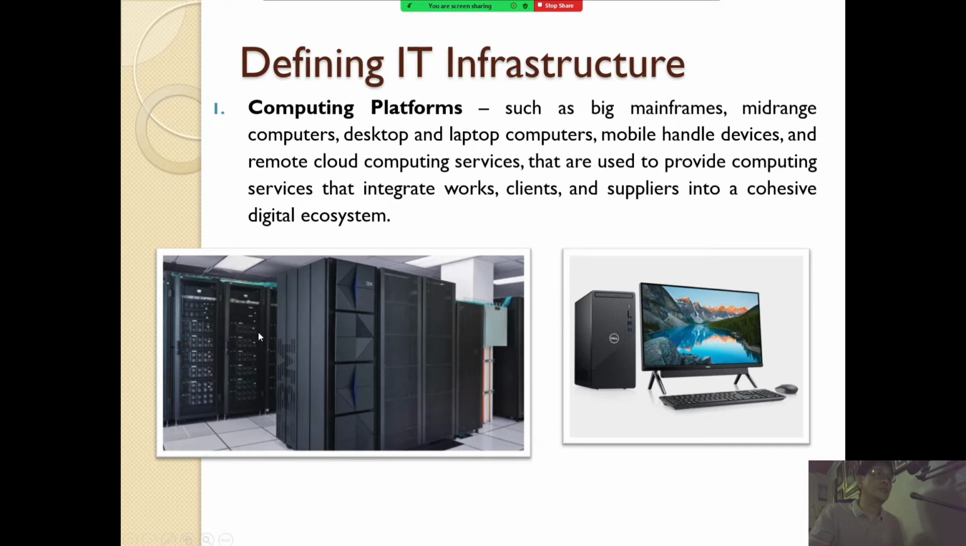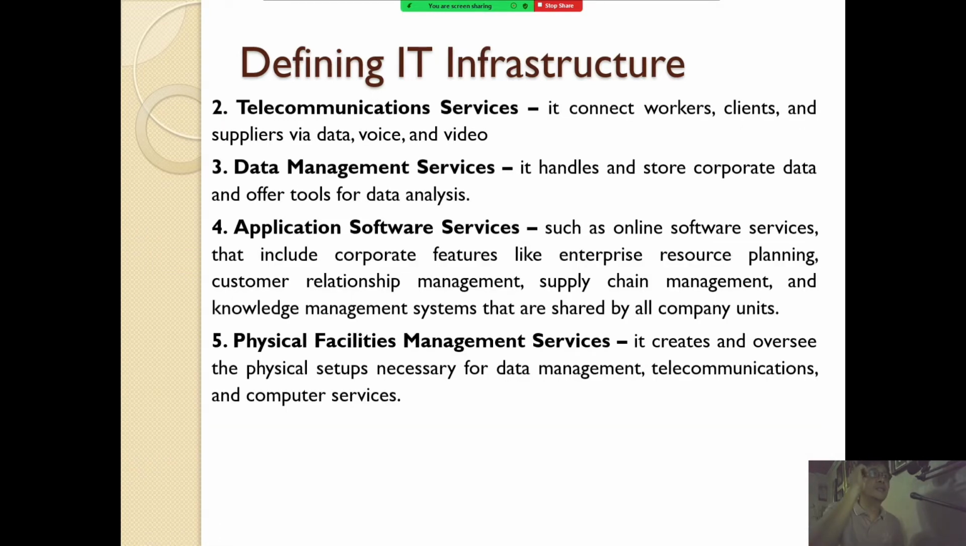So you see the picture that I present. So next, number 2 is the telecommunication services. It connects workers, clients, and suppliers via data, voice, and video. So telecommunications, usually ito na palagi ang ginagamit natin. If we have what is so called meetings, so pwede po tayong voice, video, recording. So number 3, data management services. Okay, it handles and stores corporate data and offers tools for data analysis.